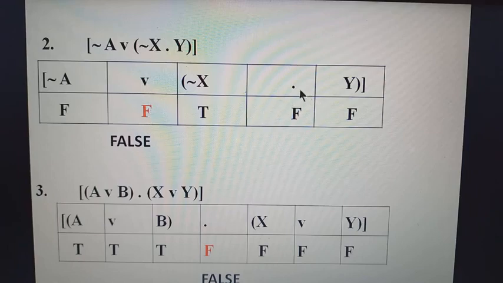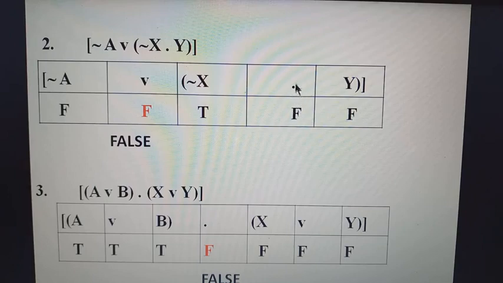So begin with the parenthesis. Is a dot a conjunction? A conjunction is true when both conjuncts are true. Are both conjuncts true? The first conjunct is true, but the second conjunct is false. So both conjuncts are not true. Therefore, this conjunction is false.